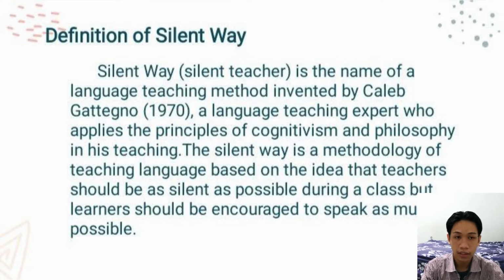The silent way, or silent teacher, is the name of a language teaching method invented by Caleb Gattegno in 1972, a language teaching expert who applies the principles of cognitivism and philosophy in his teaching. The silent way is a methodology of teaching language based on the idea that teachers should be as silent as possible during a class, but learners should be encouraged to speak as much as possible.